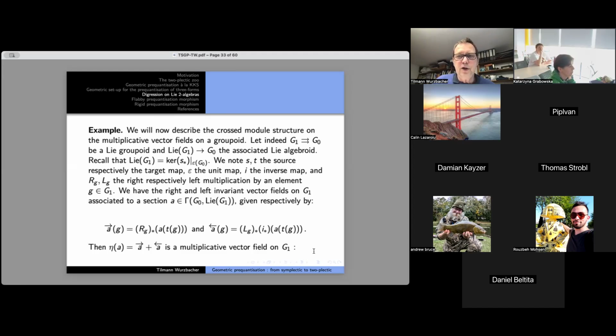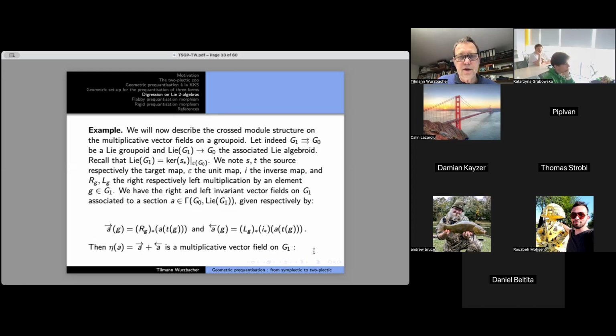So I take a groupoid G1 with 2 arrows to G0, source and target. And I have a vector bundle over the base G0, which is called the Lie algebroid. I write it Lie G1. You have to decide how you do it. I take the kernel of the differential of the source map. So this defines... S and T are submersions. So this is a sub-bundle of the tangent bundle of G1.